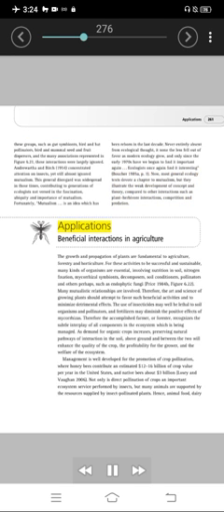Applications. Beneficial interactions in agriculture. The growth and propagation of plants are fundamental to agriculture, forestry and horticulture. For these activities to be successful and sustainable, many kinds of organisms are essential, involving nutrition in soil, nitrogen fixation, mycorrhizal symbionts, decomposers, soil conditioners, pollinators and others perhaps, such as endophytic fungi. Price 1984b, Figure 6.22. Many mutualistic relationships are involved.